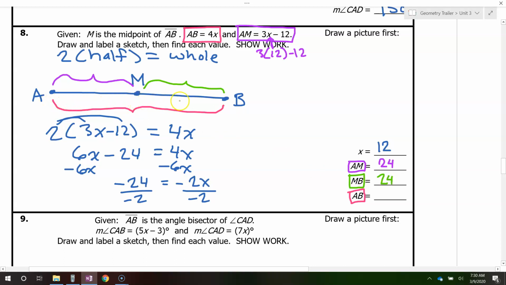Now AB is the whole thing. So it should be double this, which is 48. It should also be what I get if I were to plug 12 in right here. All right, so that's a nice way of checking your answer. If we look at 4 times 12, that is 48, which is what it should be if we add these together.